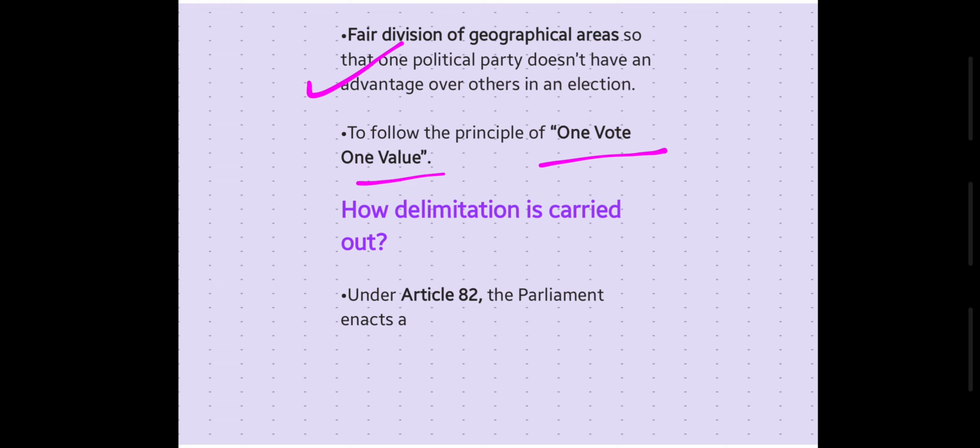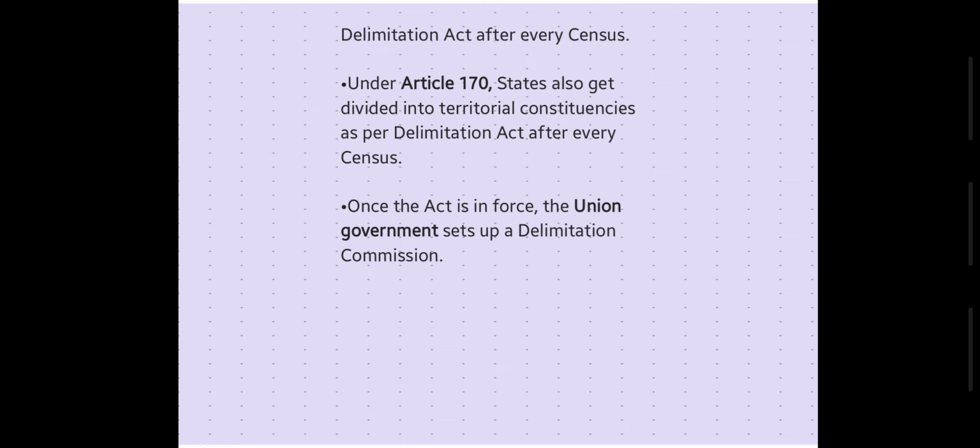Fine. Now, how this delimitation process is carried out, the first thing that we need to keep in mind is that the article which is important here is Article 82. Fine. So under this Article 82, the Parliament enacts a Delimitation Act after every census. So let's suppose the census was at the national level, the census was in 2011. So after the census, the Delimitation Act was made in this manner. The Delimitation Act is enacted by the Parliament.